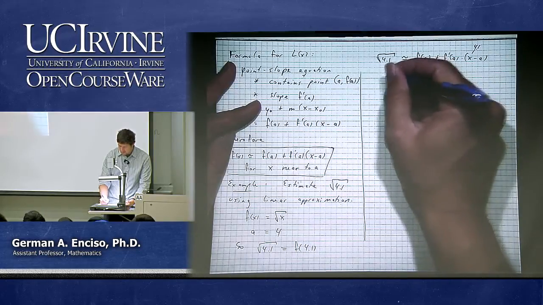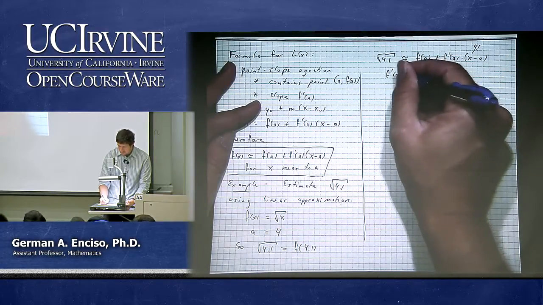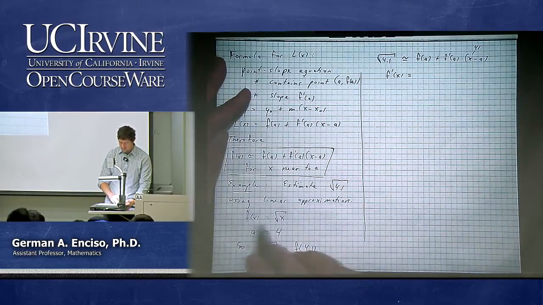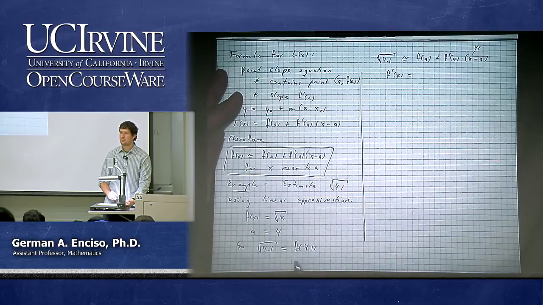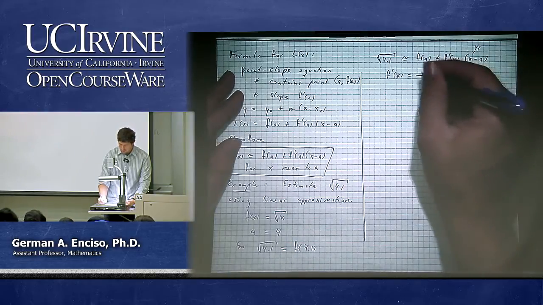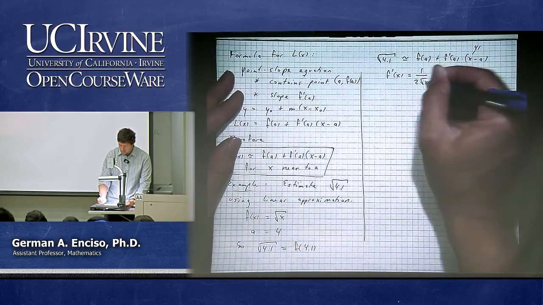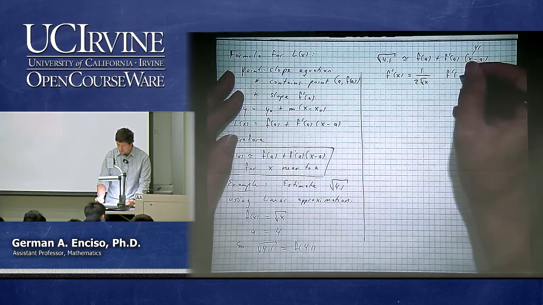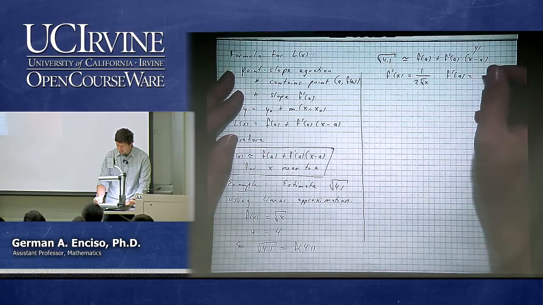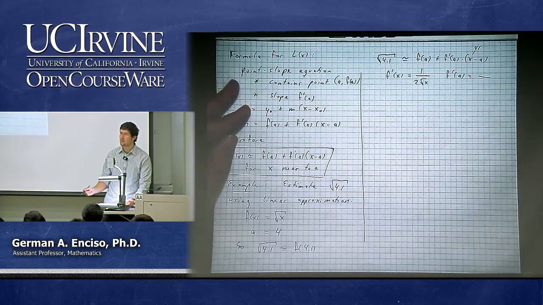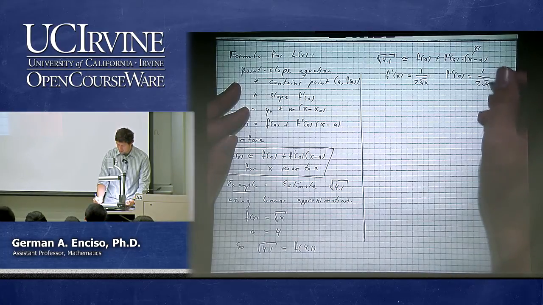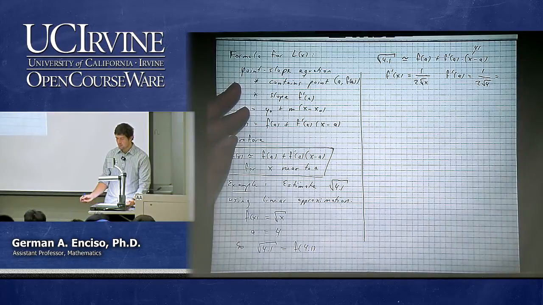So f prime of x is equal to what? If f of x is the square root of x, what is f prime of x? 1 over 2 square root of x. So what is f prime of a? Remember, a is 4, right? So it's 1 over 2 square root of 4, which is what?